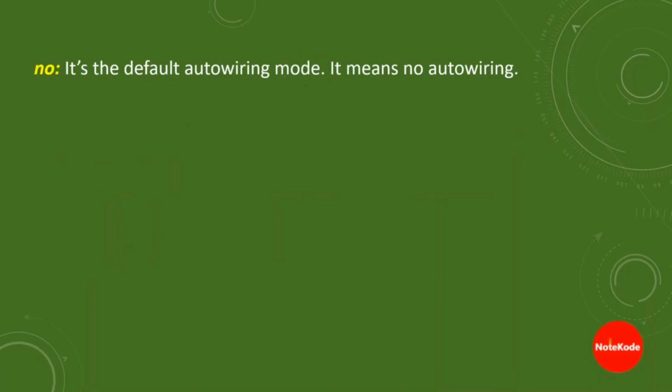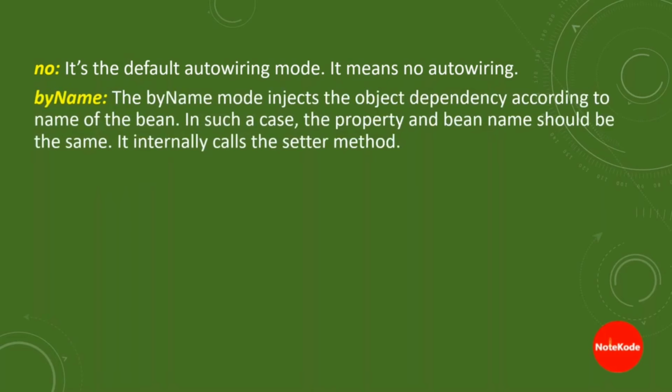No. It's the default auto-wiring mode. It means no auto-wiring. By name. The by name mode injects the object dependency according to the name of the bean. In such a case, the property and bean name should be the same. It internally calls the setter method.